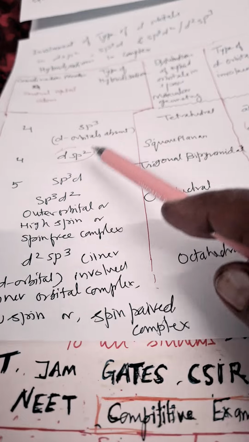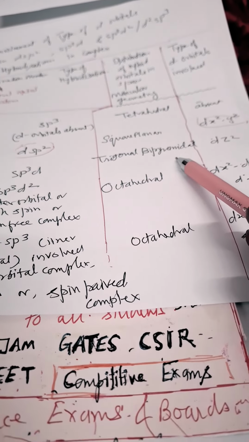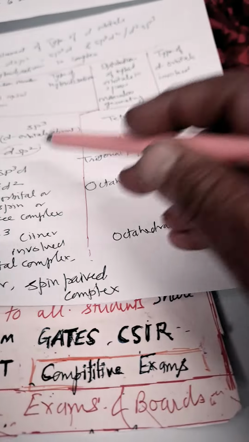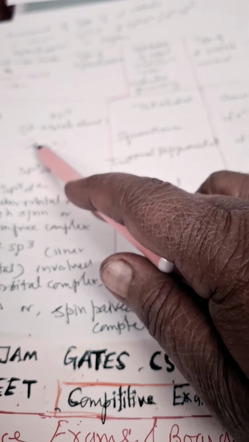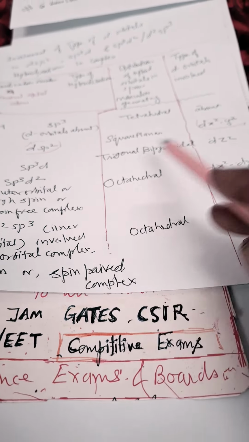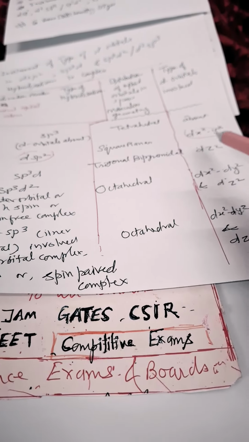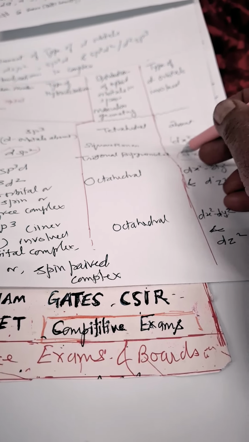But in case of sp3d, the geometry is trigonal bipyramidal, and the d orbital involved is dz square. In case of dsp2, dx square minus y square is involved. In case of sp3d, dz square is the d orbital involved. Okay, the type of d orbital is dz square.